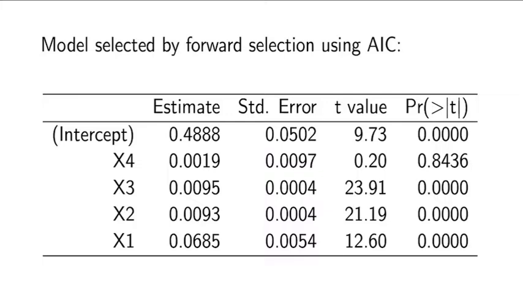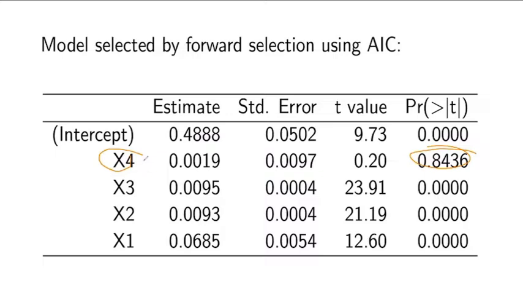Now the forward selection actually selected everything. It selected X1, X2, X3, and X4. But if you take a look at X4, even though it selected all the predictors, the p-value associated with X4 here is not significant. Take a look at that.